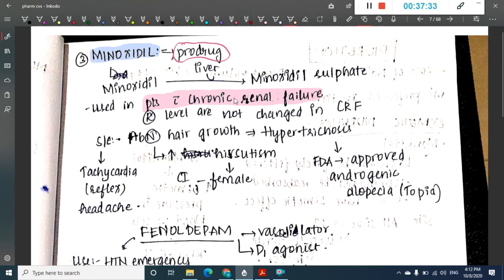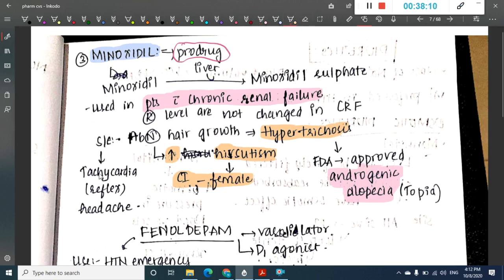Then, this minoxidil has some side effects. One, it causes abnormal hair growth, and as a result it causes hypertrichosis. Second, it also causes hirsutism. Because it causes hirsutism, it is contraindicated in females. Because it causes hypertrichosis, it is approved for androgenic alopecia, because in alopecia there is loss of hair and this causes an increase in hair. As a result, it is approved by the FDA for androgenic alopecia.